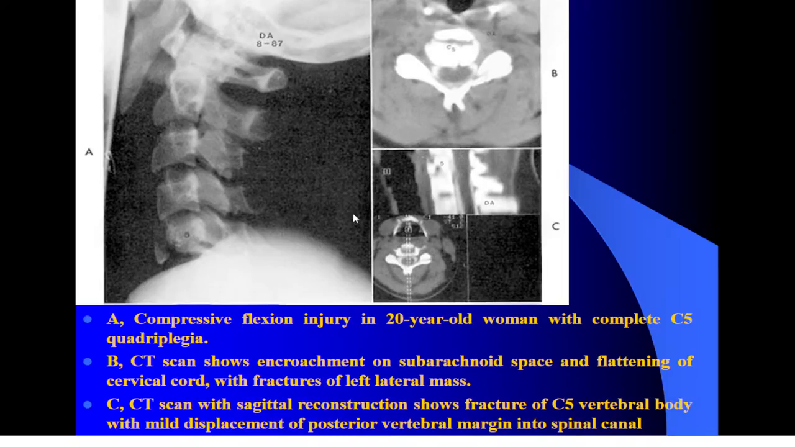So the level of the fracture, as you can see here, is the cervical part. Injuries of the cervical part are always very, very dangerous, because if you have compression of the spinal cord at that level, it can lead to quadriplegia. Quadriplegia is total paralysis of the legs and hands, as you know.